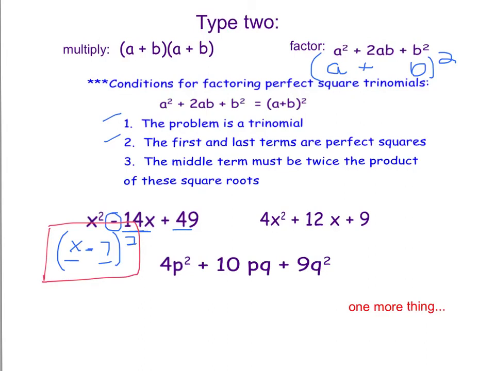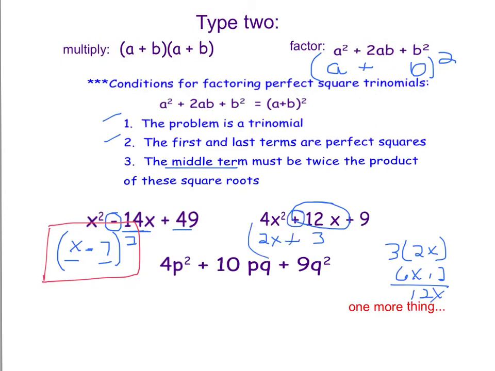All right, is it a trinomial? 1, 2, 3, yes. Are the first and last terms perfect squares? Well, the square root of 4x squared is 2x. The square root of 9 is 3, so check. Is the middle term twice their product? Well, their product, 3 times 2x, is 6x, times 2 is 12x, and there is that 12x. So check. So we can take our sign, put it in the middle, put it in parentheses, and write it as squared. So we went from what we ended up with in the last unit to the original problem.